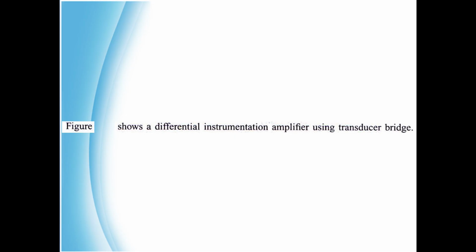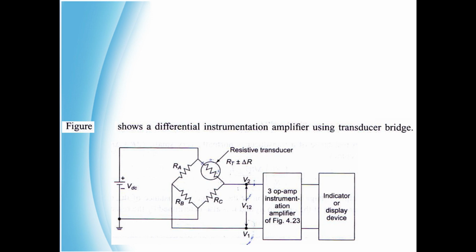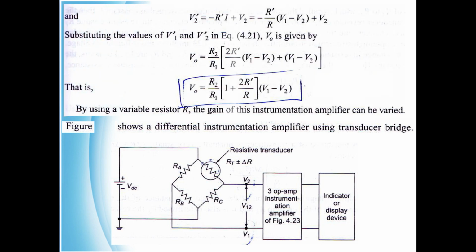Next, the figure shows a differential instrumentation amplifier using transducer bridge. And if you continue to simplify the previous equations, we get V2 dash equal to minus R dash I plus V2, equal to R dash divided by R into V1 minus V2 plus V2.